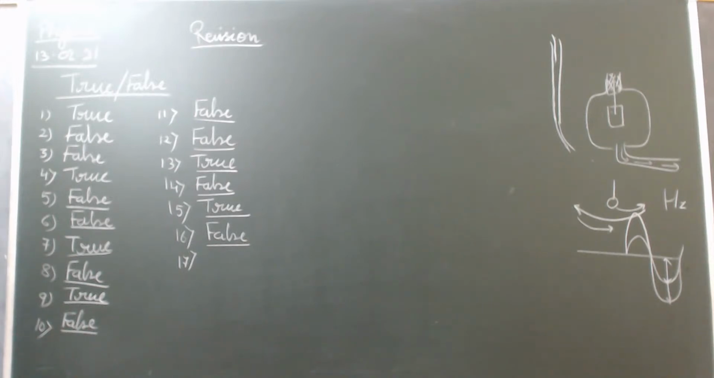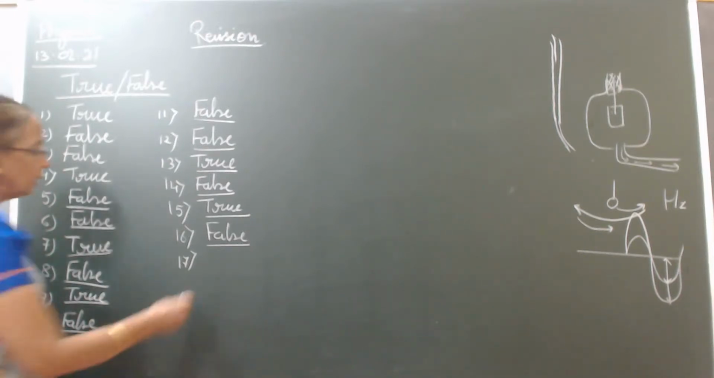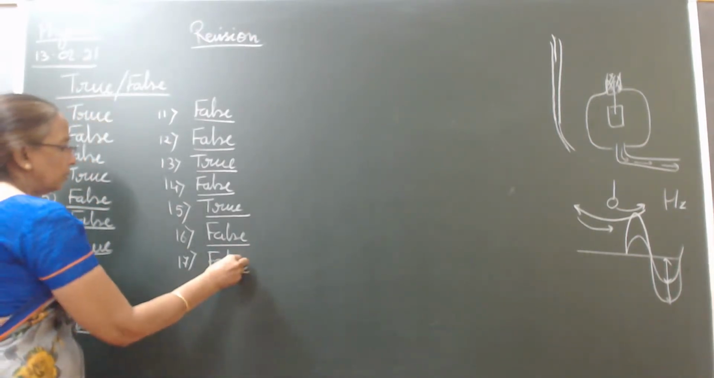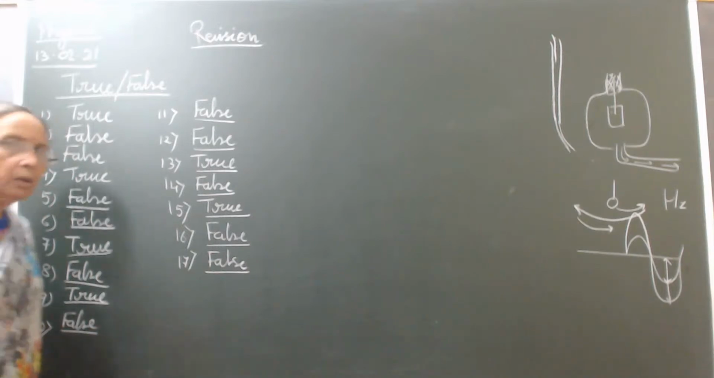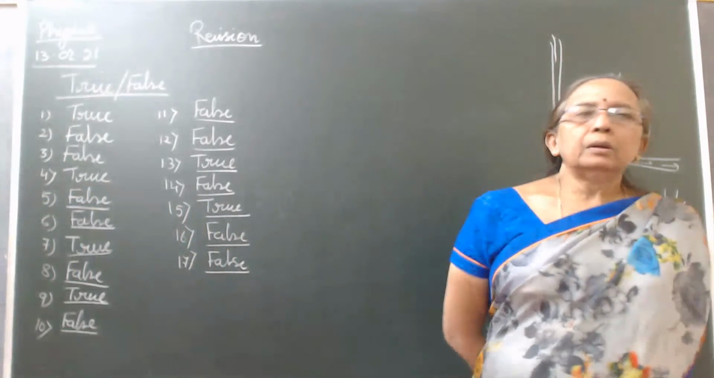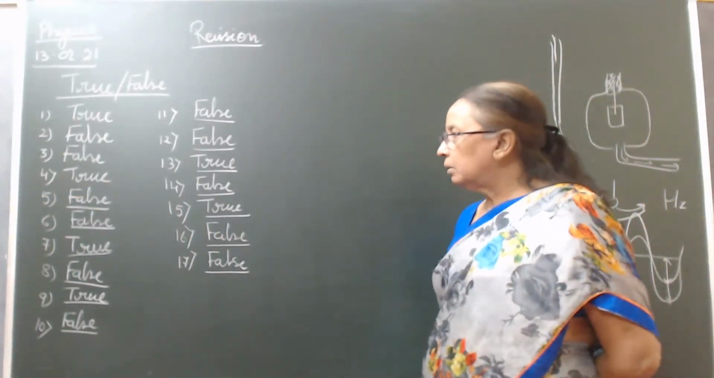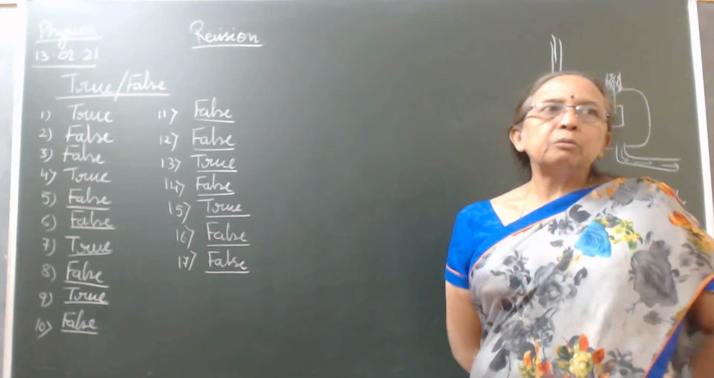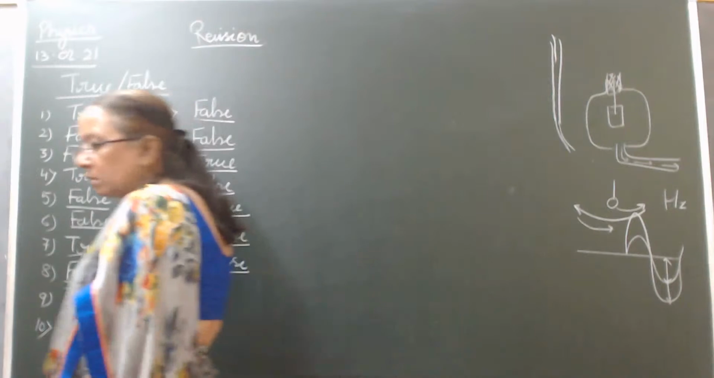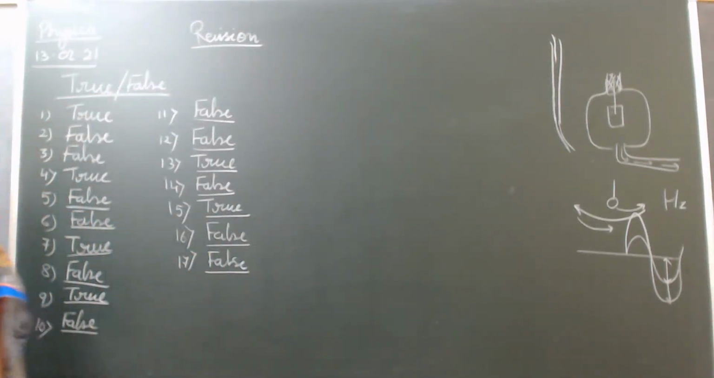Now last one. Constellation Orion can be seen only with a telescope. No, false. So these are the 17 true false. Do all of you understand all this? Each one I explained and gave the reason why it is true and why it is false. The key word tells you whether it is true or false.